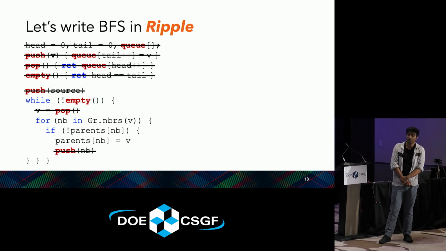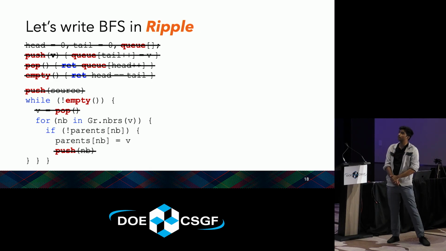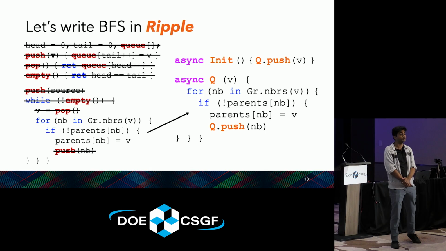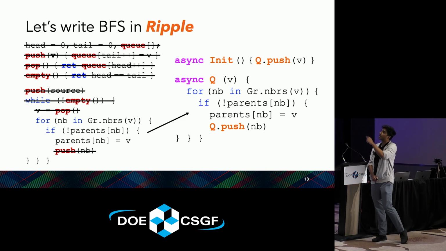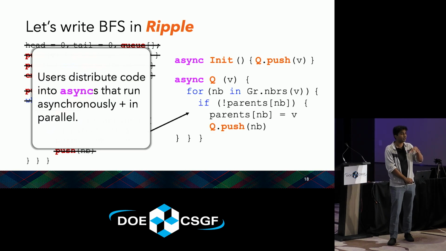And so, I'm running out of time here. So what we'll do is we'll get rid of all of the software queuing and we'll replace it with asynchronous regions. And so we have one here that's handling init, and we have one here that's handling the rest of the code. And so users are going to write asyncs that distribute this code around.